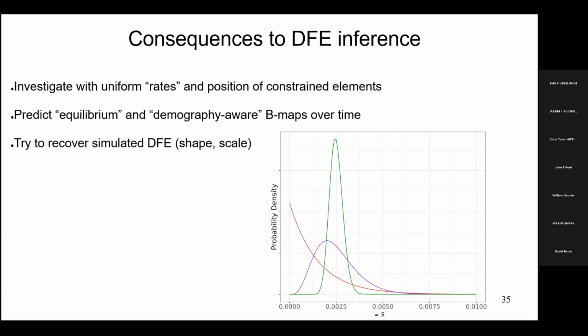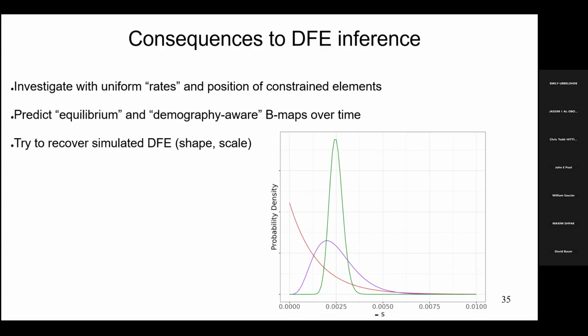This is going to be a DFE that follows a gamma distribution that has two parameters, a shape and a scale. So this is like a distribution of selection coefficients. I'm showing you here three example DFEs just so you have an idea of what this looks like. We have some probability density of being a particular value of x, a particular strength of selection.